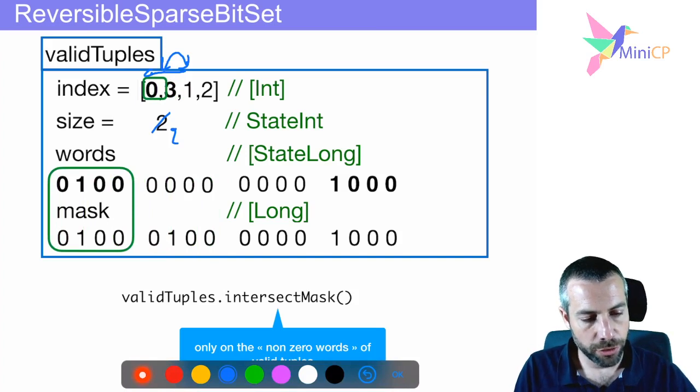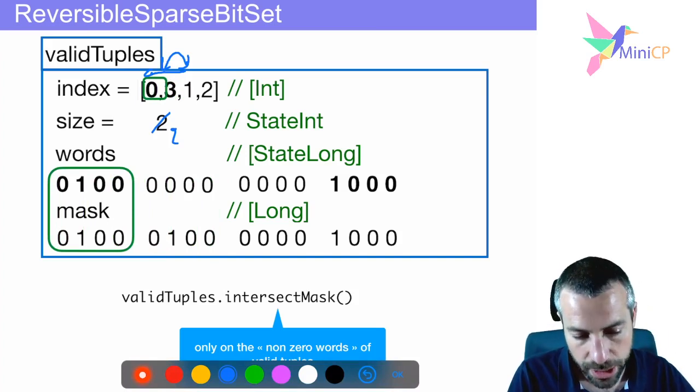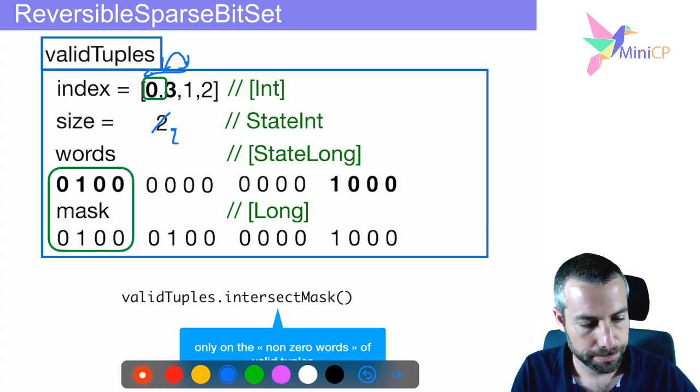And the intersection for the last one, the one at index 0, in this case, is unchanged, so we keep it as it is.